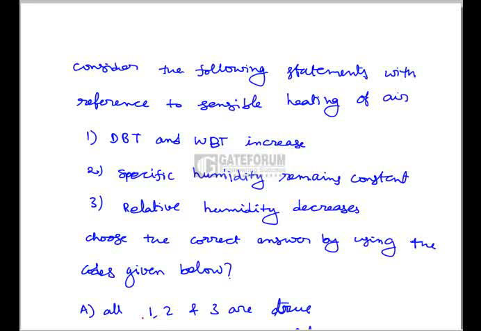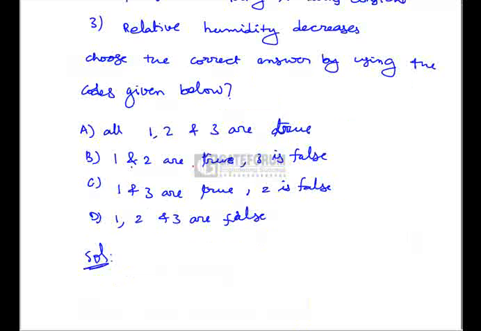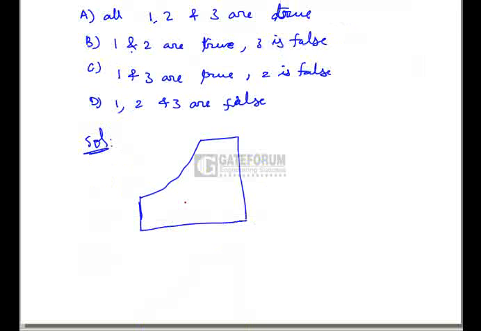Here the codes are: all 1, 2 and 3 are true; second one is 1 and 2 are true, 3 is false; third one is 1 and 3 are true, 2 is false; and fourth option is 1, 2 and 3 are false. First consider a psychrometric chart and on which a sensible heating process. So this is the psychrometric chart with the coordinates dry bulb temperature and specific humidity.